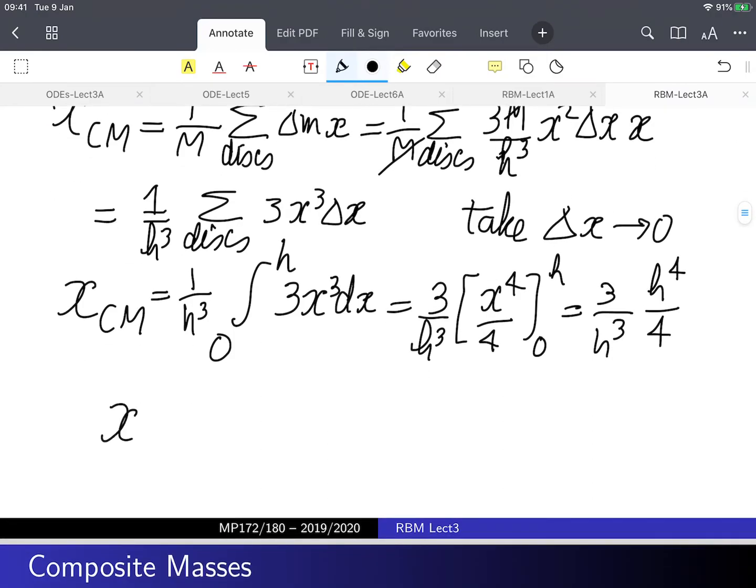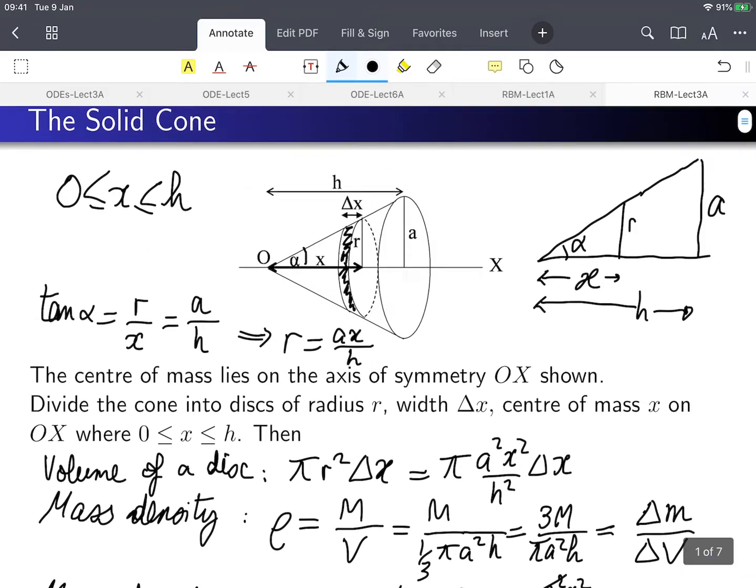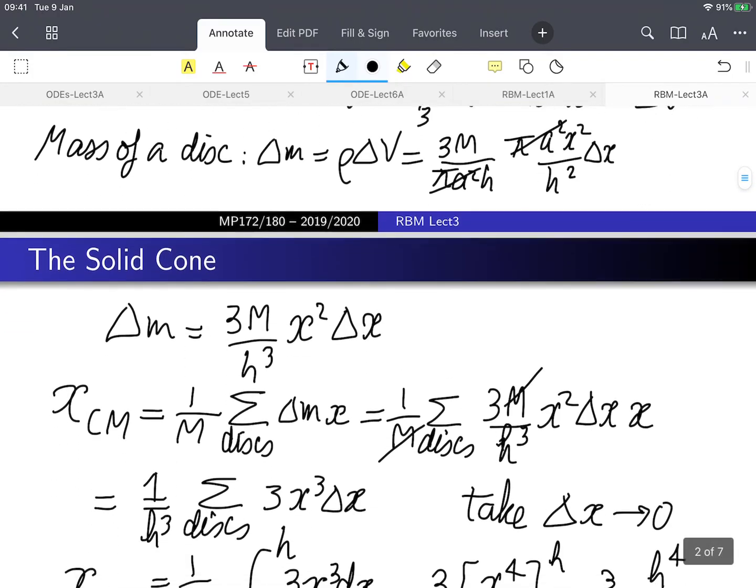I find x_cm. The position of the center of mass of a cone is 3/4 of h if I start from the tip of the cone, or I could also say it's just 1/4 of h if I start at the base. If I look at the picture here, it's going to be 3/4 of this length here, or 1/4 of the length if I start from the base. So that's good to know, easy to remember.